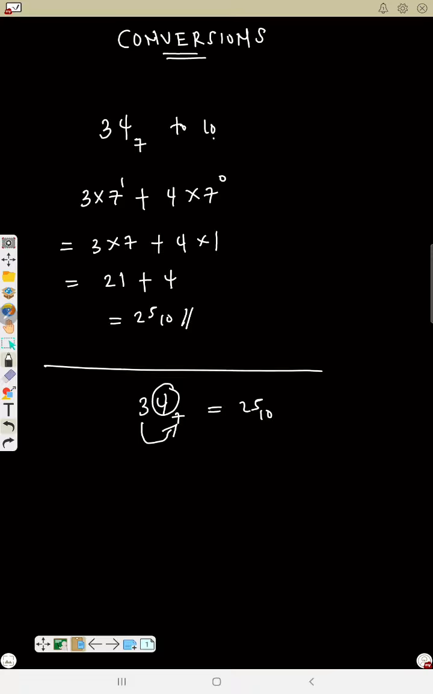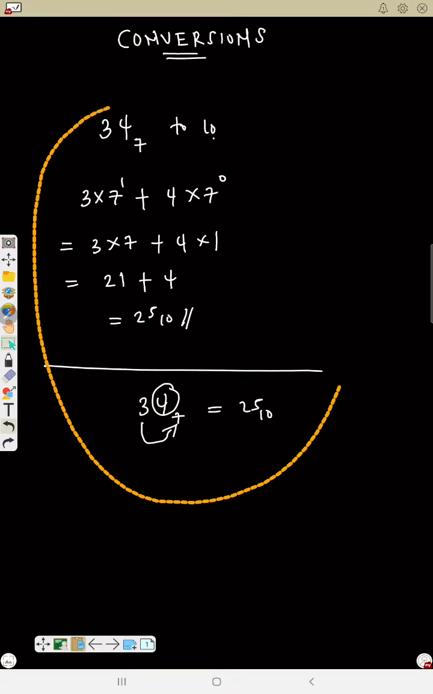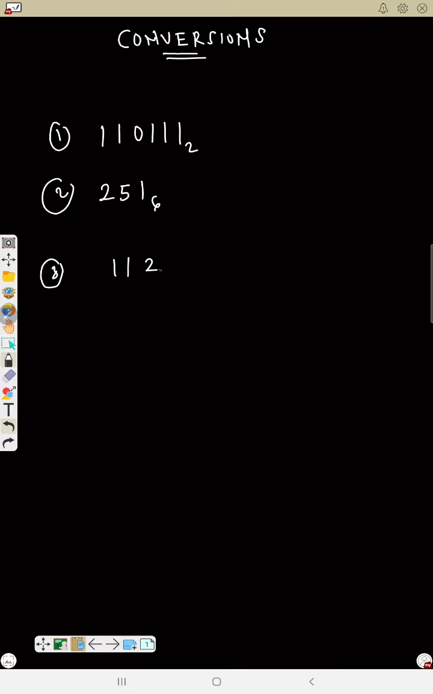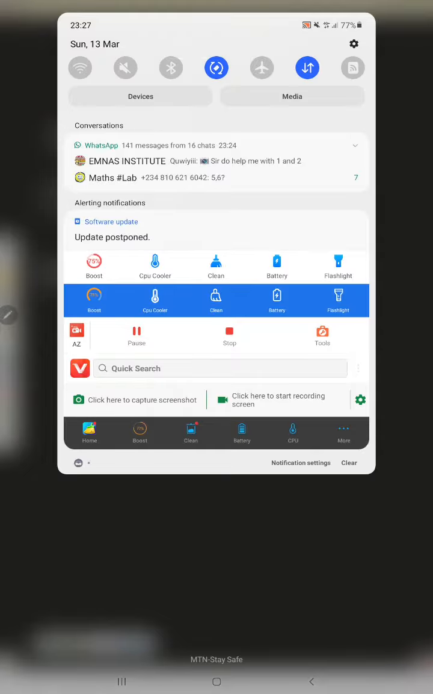Okay, so study all the examples, then we can try this one. Convert the following to base 10. Convert everything here to base 10. Base 2 to base 10. 251 base 6 to base 10. Number 3, 11 base 3 to base 10. So try all this conversion.